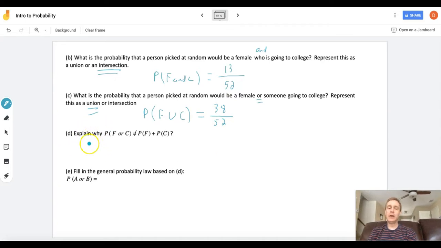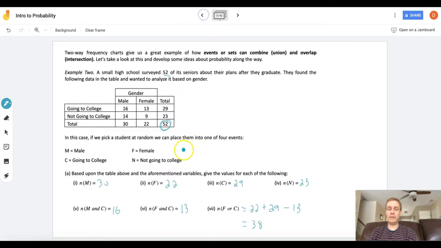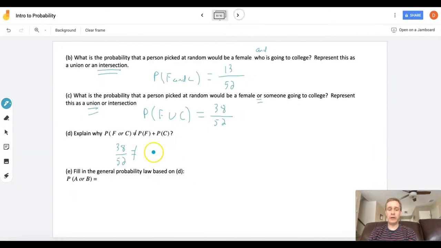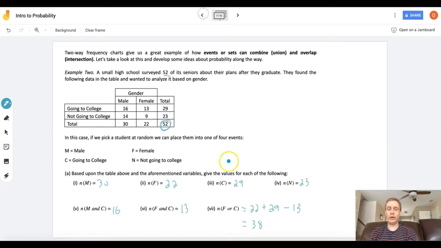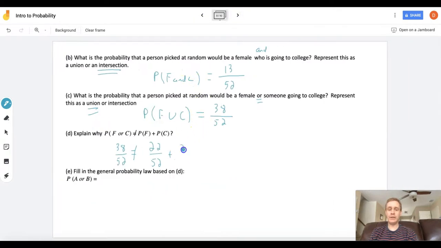Now in part D, we're asked to explain why the probability of the union of two sets is not going to equal the probability of the sum of the two individual sets. And so for this, well, we just calculated this probability, which is 38 over 52. The probability of there being females, well, there are 22 females out of 52 total seniors, and the probability of someone going to college, well, there's 29 students going to college out of 52. And so clearly, I hope you would agree that these are not going to add up to just this alone.